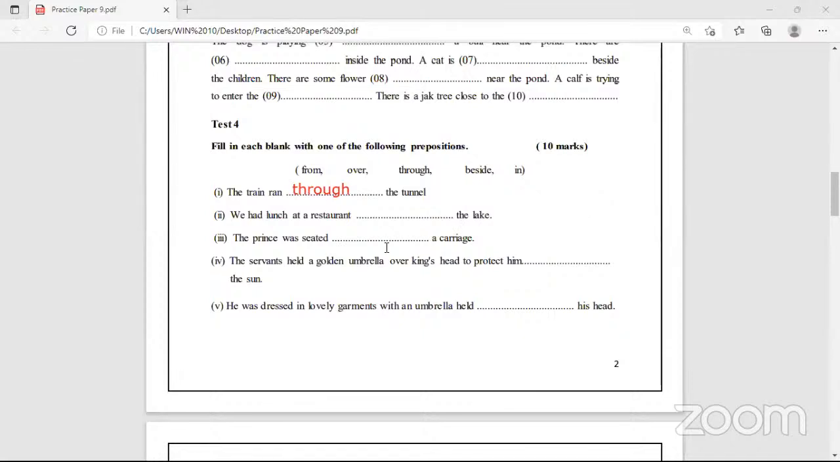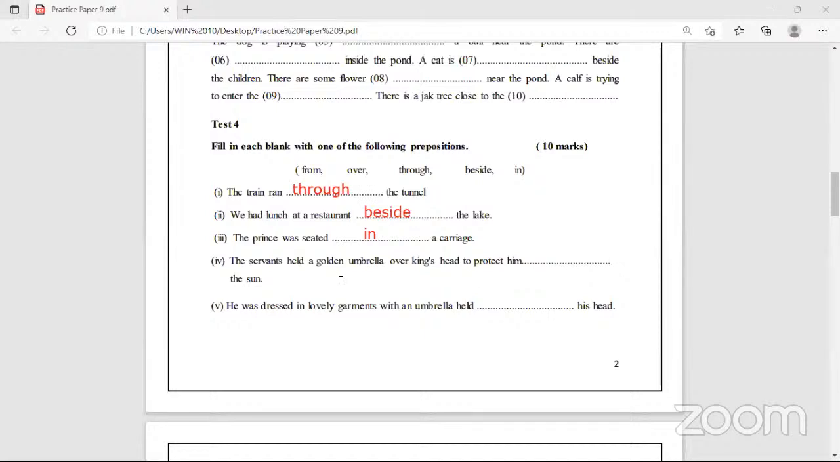Next one. We had lunch at a restaurant beside the lake. Beside the lake. Second answer. Third one, the prince was seated in a carriage. In a carriage. The prince was seated in a carriage.